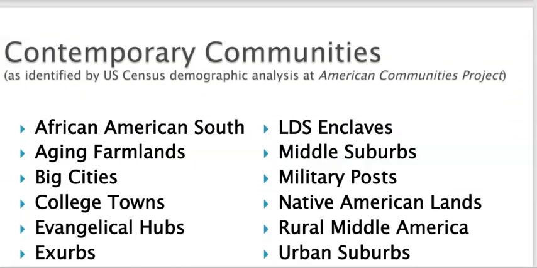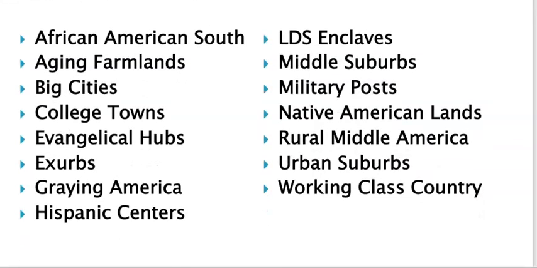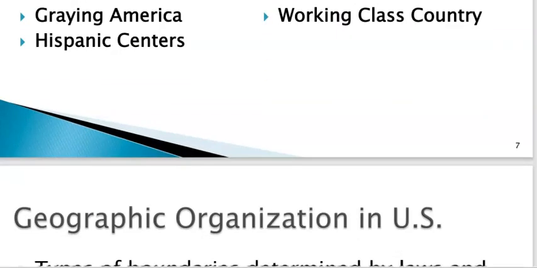So some examples of contemporary communities: African American South, aging farmland, big cities, rural small America cities, evangelical hubs, college towns, graying of America, Latinx centers, LDS enclaves, suburbia, Native American lands, urban, suburban, working class, etc., etc.